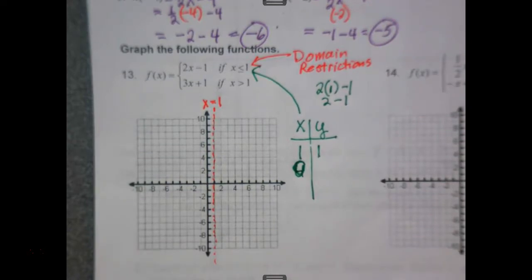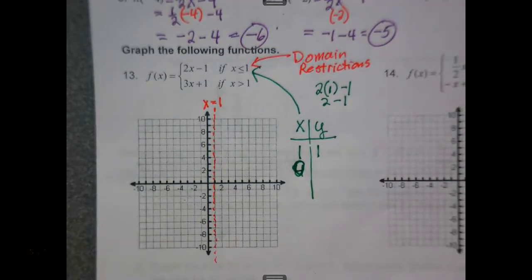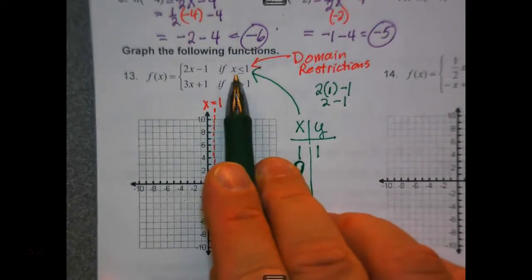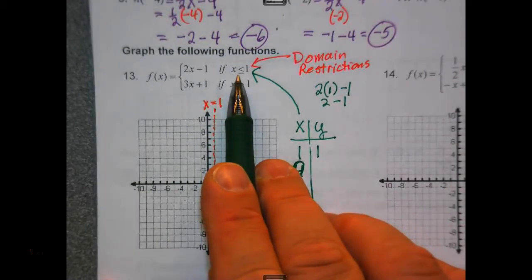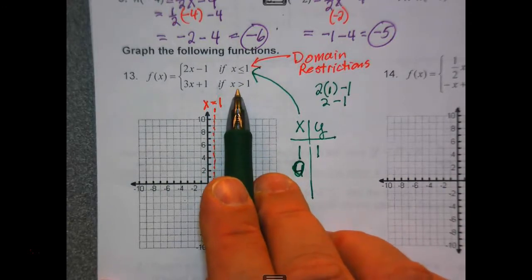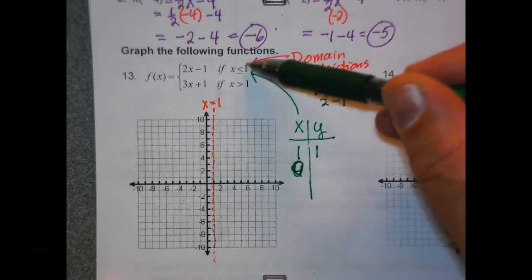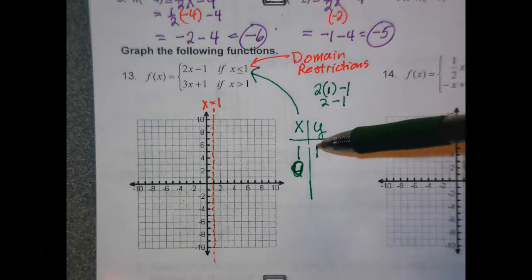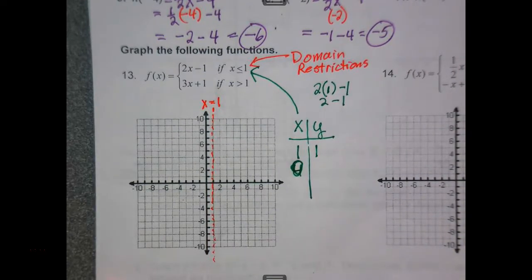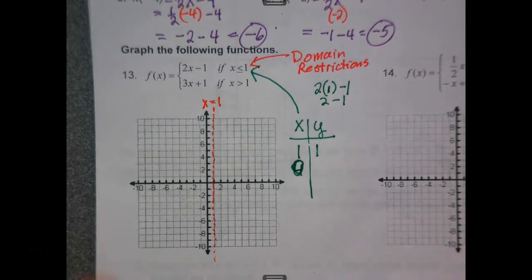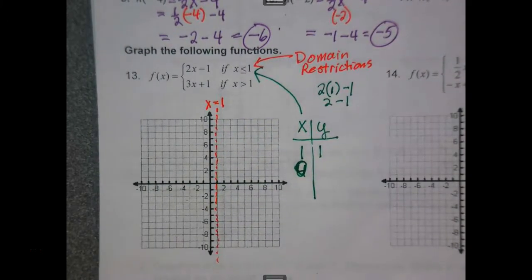Any points you want, as long as it's in the domain. This one has to be less than 1. This one has to be equal to or greater than. We're always going to use this point for a starting point. When we're doing our charts, you always want to start with 1, the boundary point.